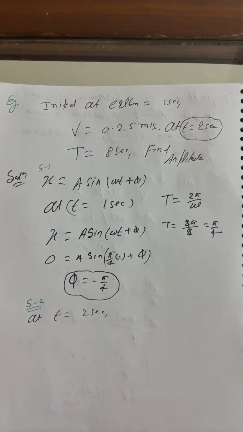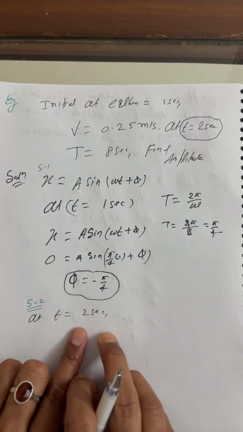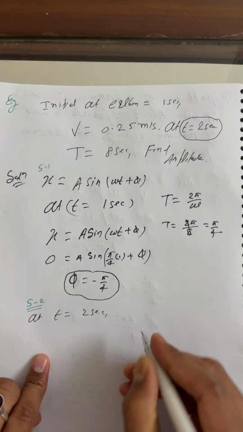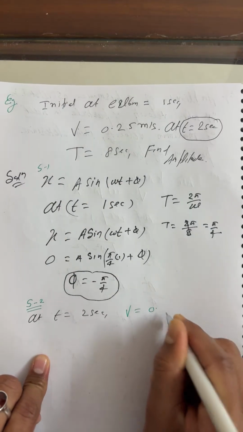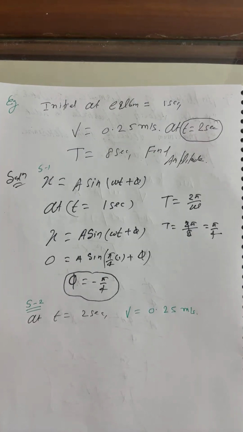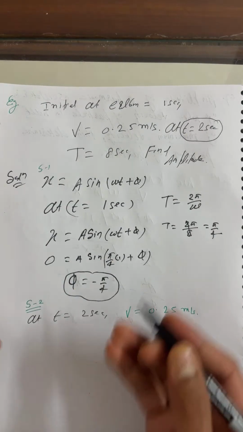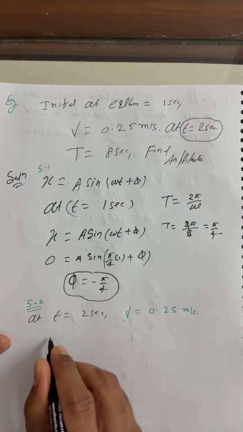Now the system is coming, very interesting. Just after a few minutes. At t equals 2 seconds, what is the velocity? 0.25 meter per second. Right. Okay. Now, what do we wish to find? Amplitude. We can use the VT relation here.